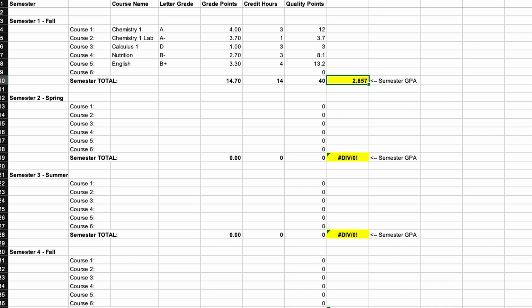The other pool is if you just withdrew or get something called withdrawal-passing. These two types of withdrawals are not counted in your GPA. It's as if you never took the course. So you get 0 grade points and 0 credit hours for a withdrawal or withdrawal-passing.